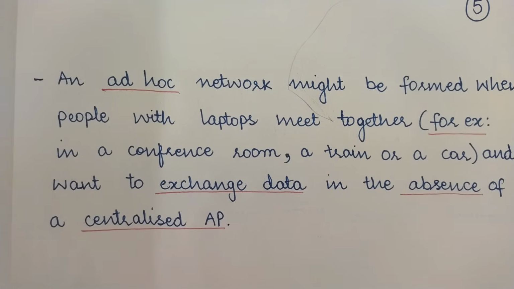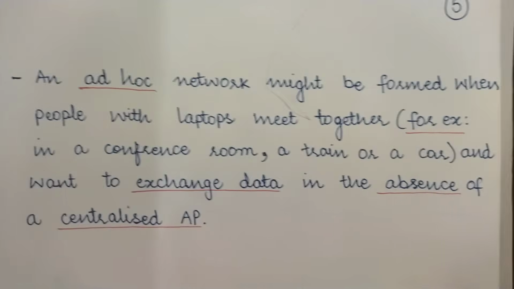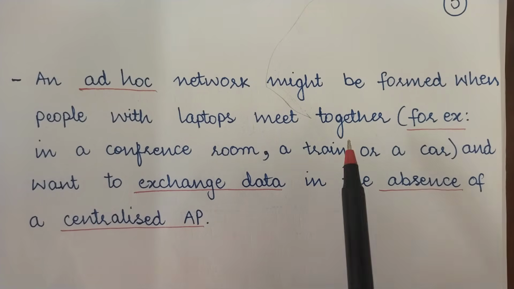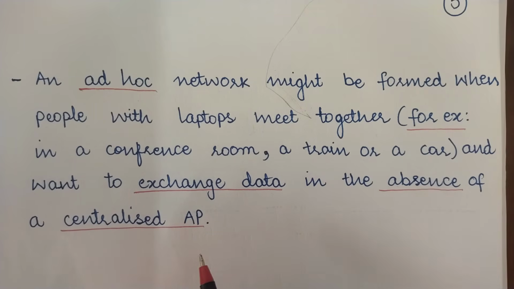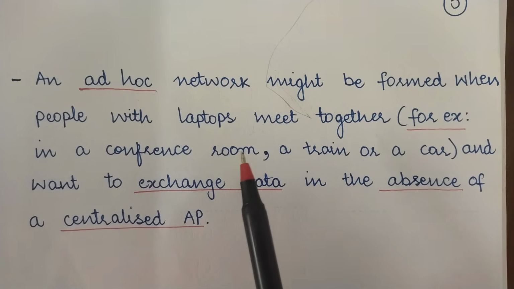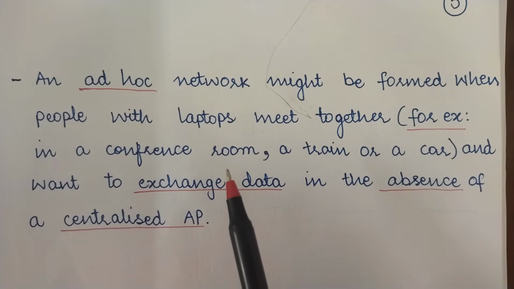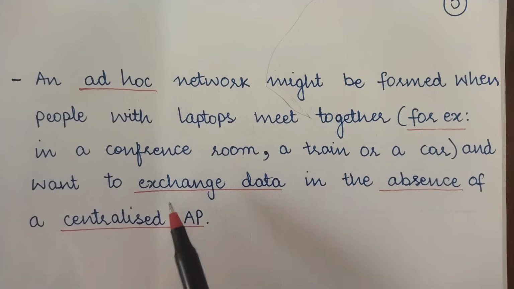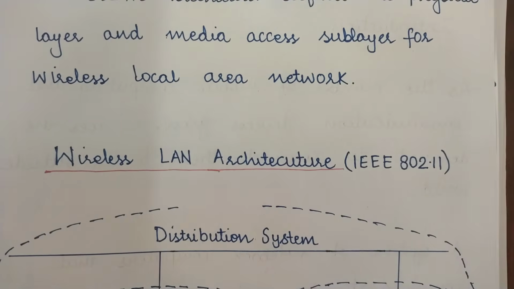An ad hoc network might be formed when people with laptops or mobiles meet together, for example in a conference room where you have just come for a conference and you need to be connected through the network. Then in that case obviously an ad hoc network would be required. So for example in a conference room or in a train or in a car, people want to exchange data in the absence of a centralized access point. So this is all about the wireless LANs.